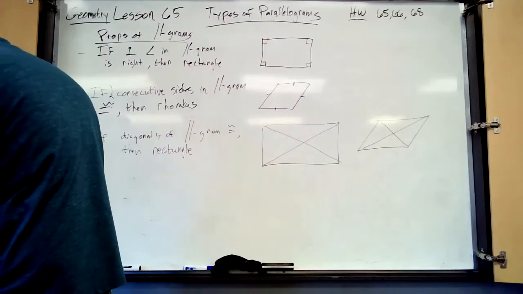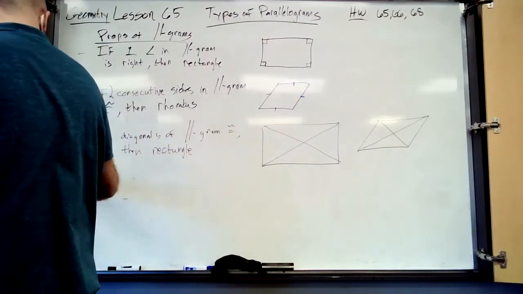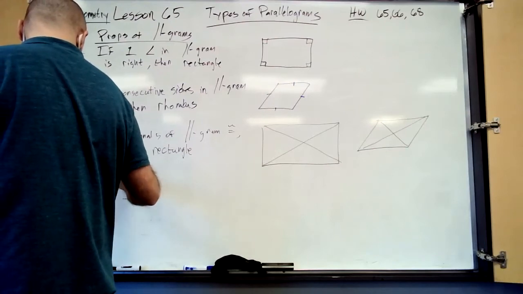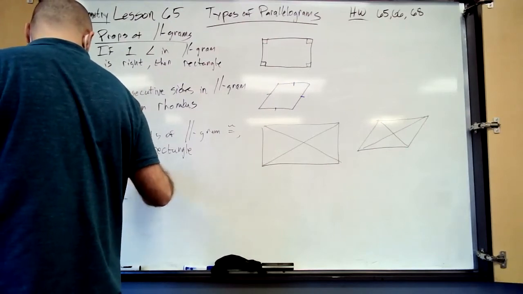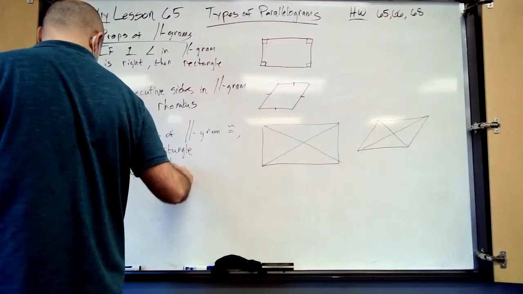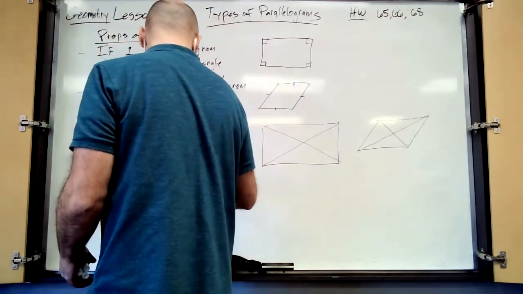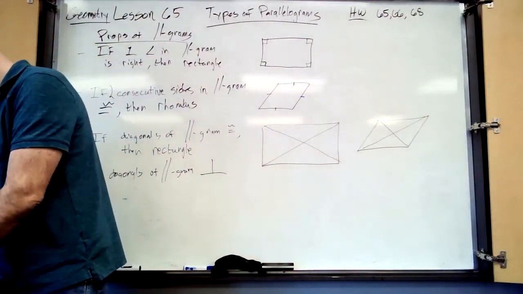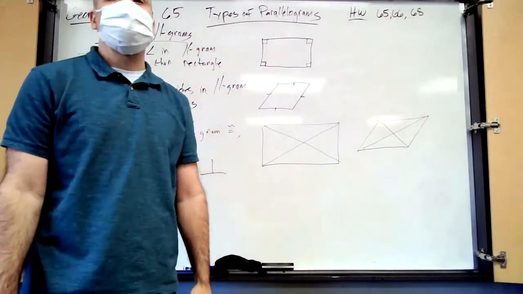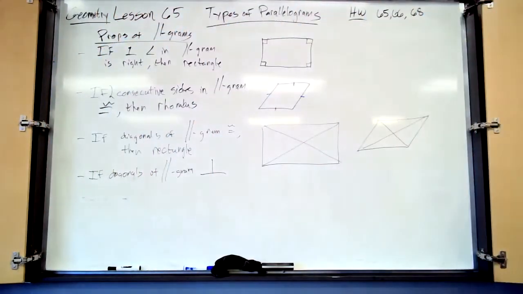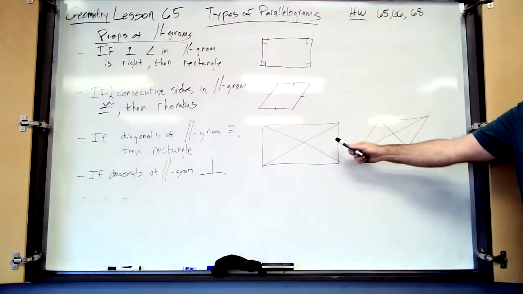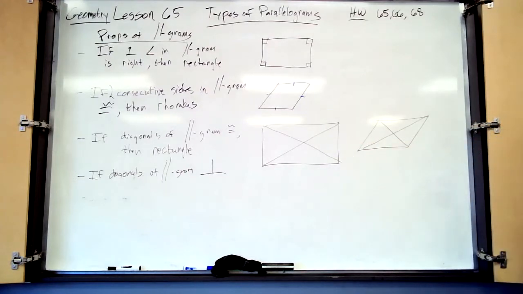Here's a 4th. If diagonals of a parallelogram are perpendicular, so they form 90-degree angles, then what can you say? Can you picture that? The diagonals aren't necessarily congruent like they are here, but they're perpendicular, which means they cross at 90 degrees. What can you say about that?